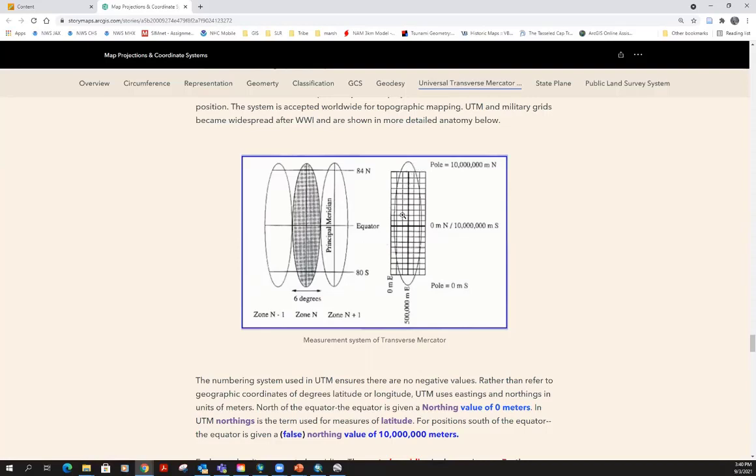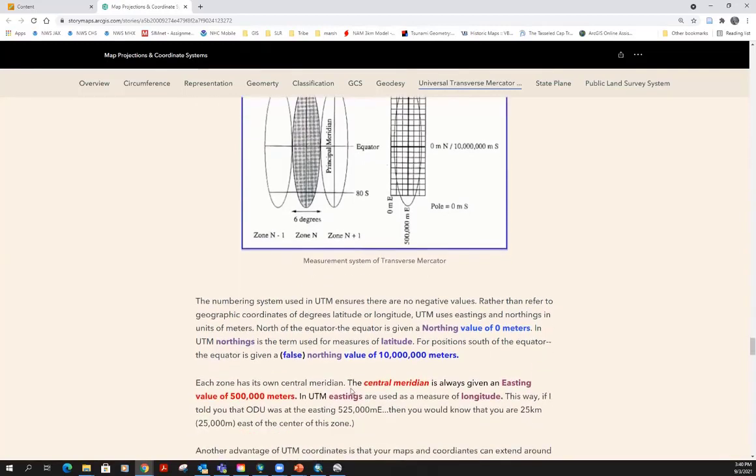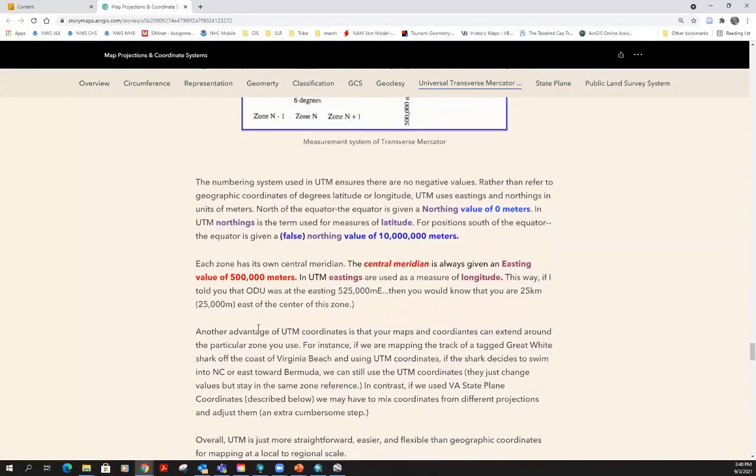And so each one of them has its own kind of prime meridian in the middle that is 0 meters north and south, and has 500,000 meters east as a reference. So if I told you we were at 525,000 meters easting, the east value is measured in eastings, the north value is measured in northings, then you would know, oh, I'm east of the center of this UTM zone.